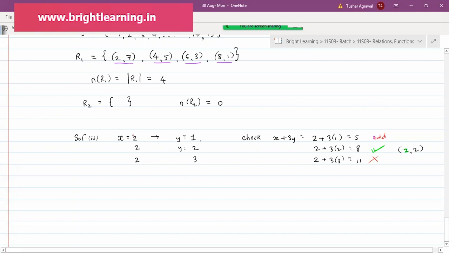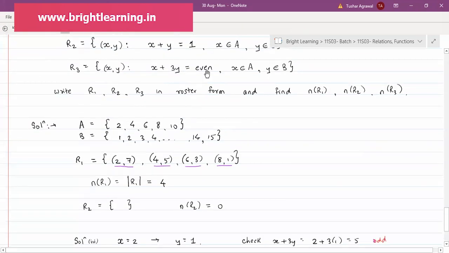X equal to 4, you will have to check with y equal to 1 to 15, x equal to 3, y, or x equal to 6, y varies from 1 to 15. Such combinations, there are very many combinations. So to verify all of them is very time consuming. So we should have a proper thought process.